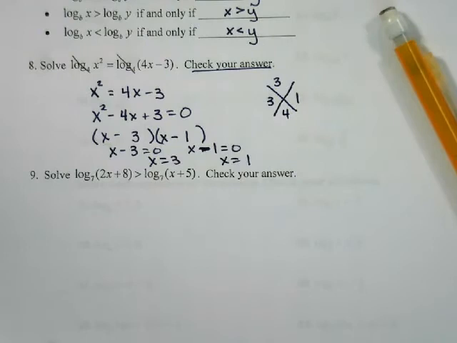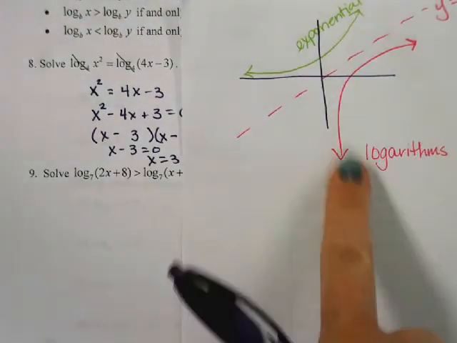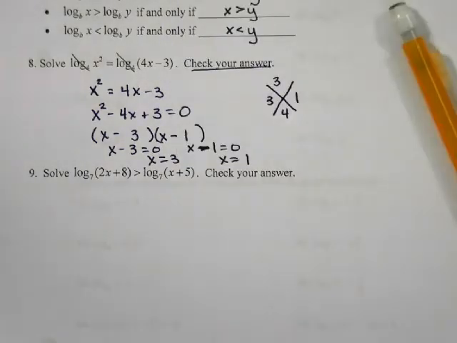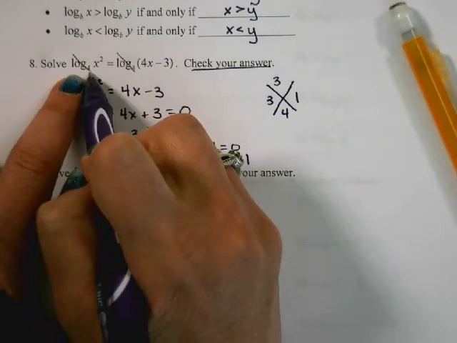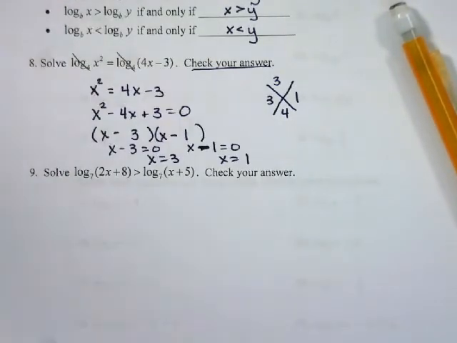Because remember, I'm going to keep going back to my picture here. My logarithms can't go negative. So I can't put a negative number into my logarithm. I can't have a negative base. Okay, so when it says check your answer, it means is the base negative or will any of the numbers that you take the log of be negative?